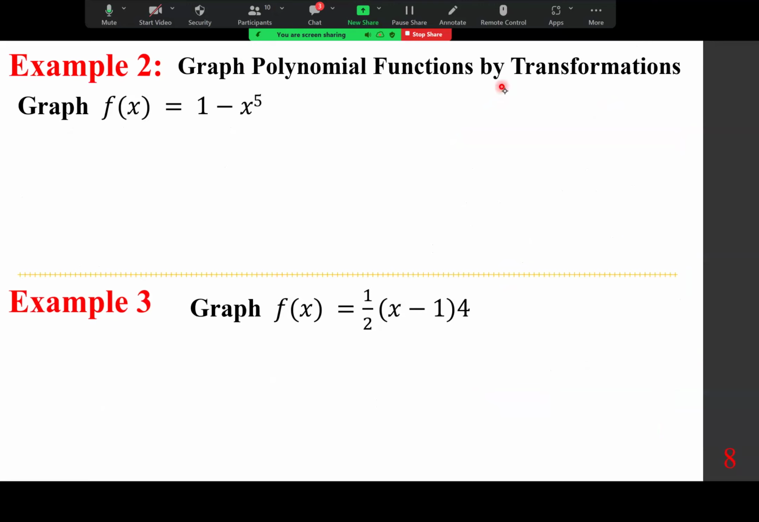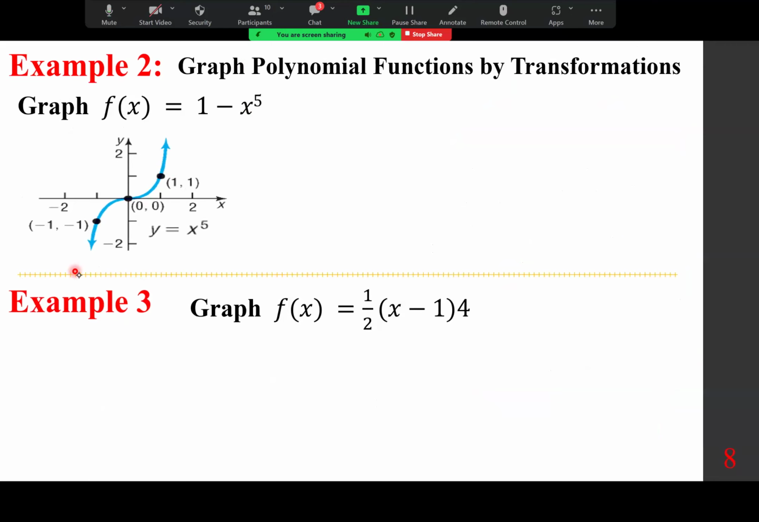Graph the polynomial functions by transformation. F of x equals 1 minus x to the power of 5. We start with the basic function, y equals x to the power of 5, similar to y equals x cubed. Doesn't have to be perfect. It looks something like that.